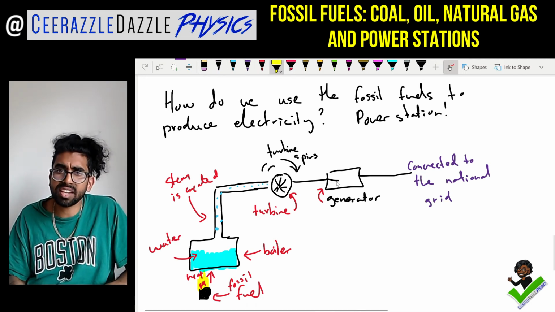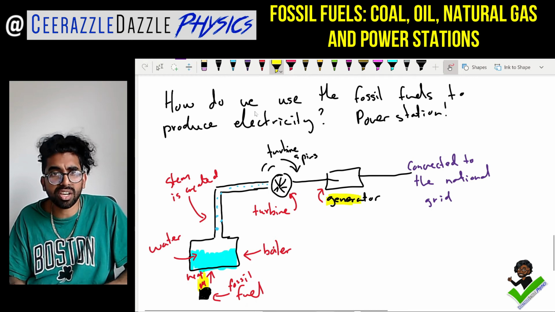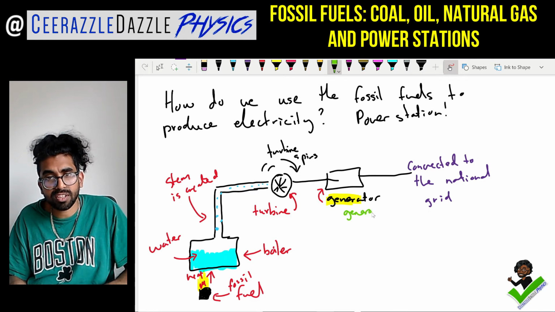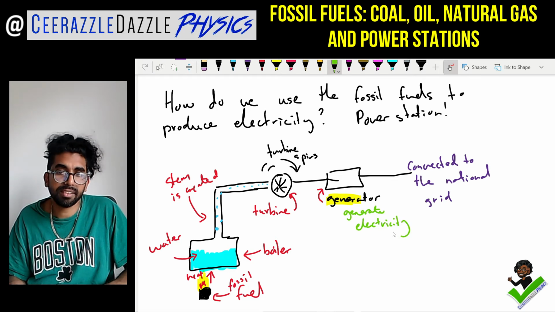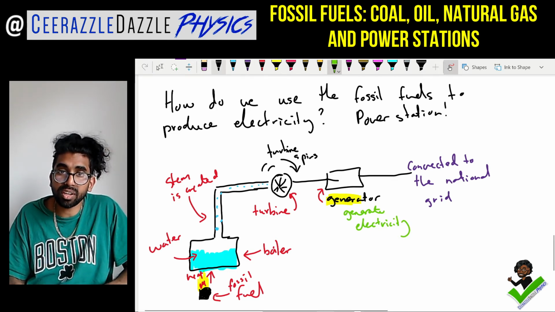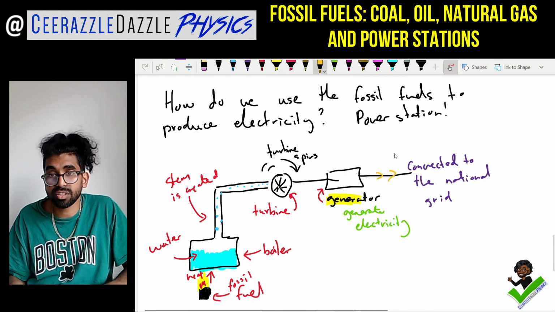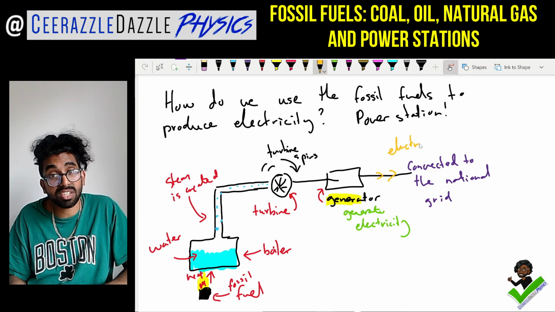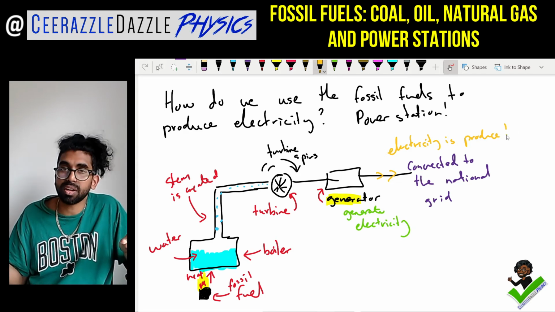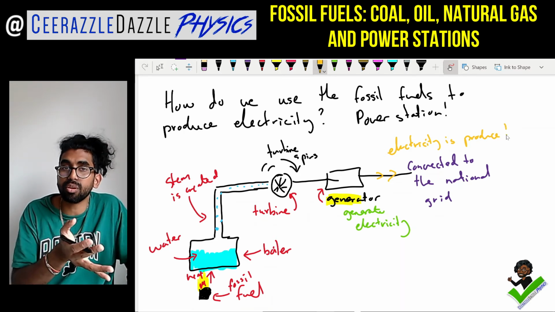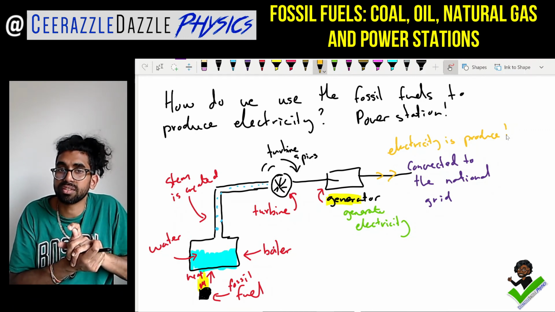And look, the key is in the name. It's the generator, guys. It's going to generate electricity. So the generator over here will generate electricity. And then obviously now you've got your electricity being produced. Your electricity will just flow down here and be connected to your national grid. So yes, this is how electricity is produced, guys. Pretty amazing, guys, because everyone takes it for granted about how electricity is produced, but now you know how it's produced in a power station, guys.